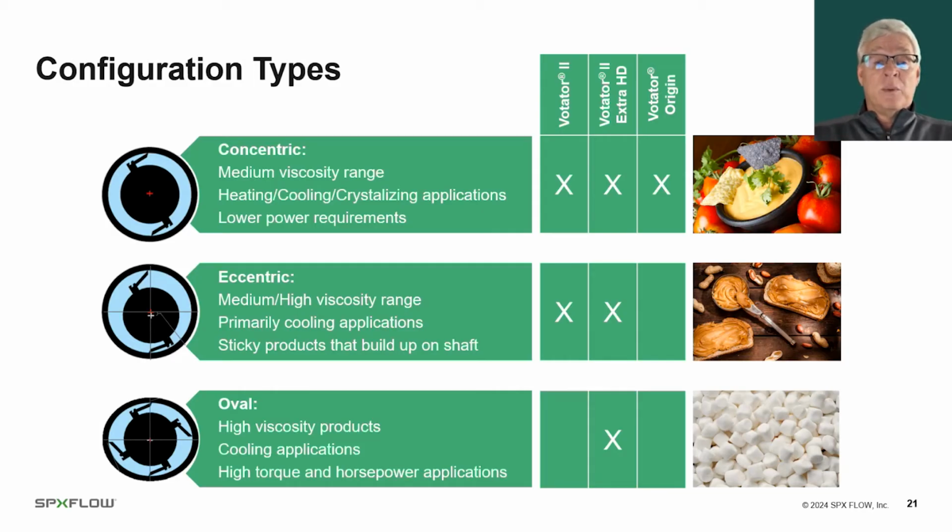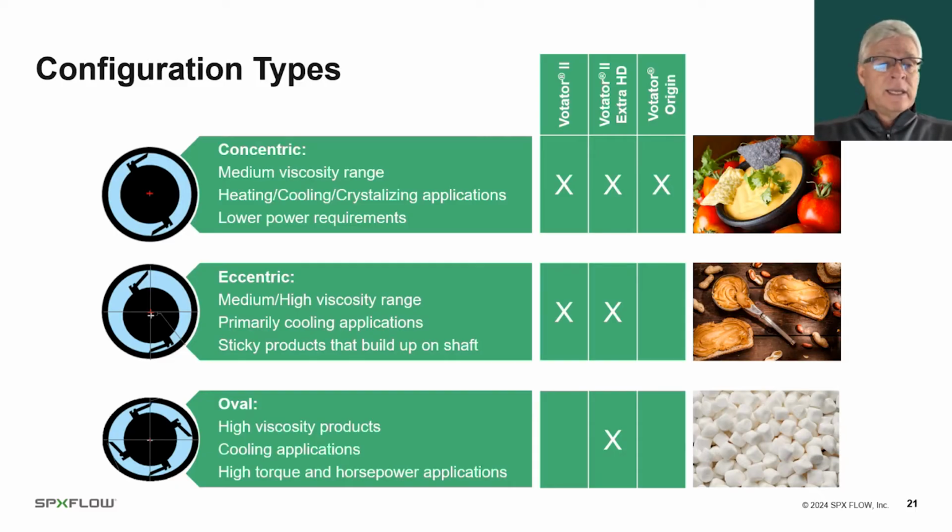And that's available in all of our technology, whether it be the standard Votator II or the extra heavy duty version, or even the Origin. As we transition into the medium to high viscosity range products, and this is always our primarily cooling applications, especially in products like peanut butter, very sticky, that want to adhere to the shaft during that cooling process, then we would want to keep that shaft clean and in balance at the RPMs that we're running. And that's only available in the Votator II and heavy duty Votator II.